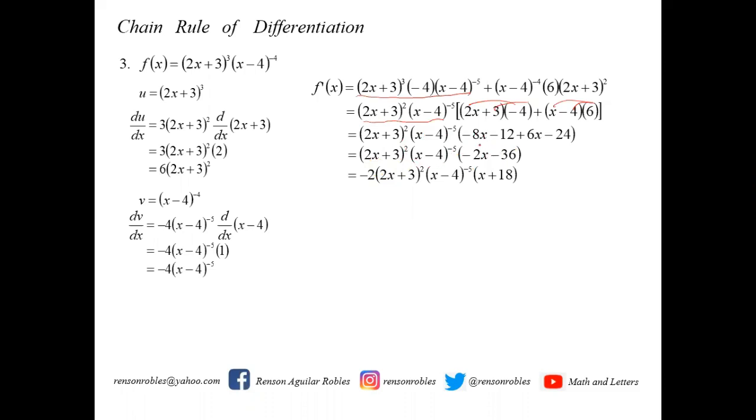And then simplifying, that's (2x+3)^2 times (x-4)^-5. Then times, you add negative 8x and positive 6x, which is negative 2x. Then negative 12 and negative 24 will give you negative 36. And then there's negative 2 here. 36, common monomial factor is negative 2. I just throw it outside here, okay? And then this will now become x plus 18. So the final answer, f prime of x is equal to negative 2 times the quantity (2x+3)^2 times (x-4)^-5 times (x+18).